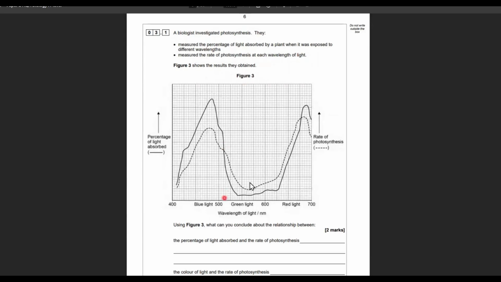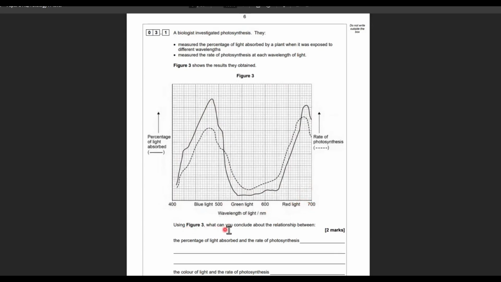Here's figure 3. We can see the rate of photosynthesis is shown by this dashed line. It's going up, down, up, like an M shape. And then the percentage of light absorbed is shown by this solid black line, and we can see it's matching that dashed line. So there is definitely some sort of link there. At the bottom, on the x-axis, we have the wavelength of light in nanometers. 400 is a short wavelength, high frequency, high energy, which is blue light, up to 500. Then we've got green light between 500 and 600, and then red light, which has a larger wavelength, slightly less energetic.